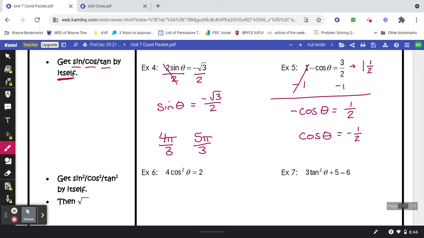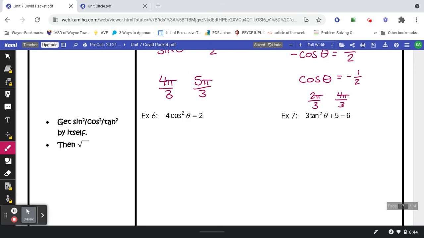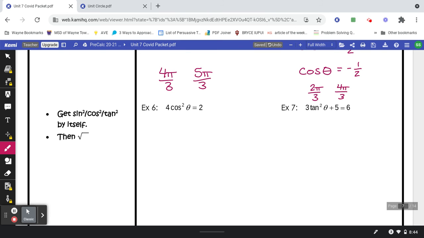You should have written down 2 pi over 3 and 4 pi over 3. All right, for example, 6 and 7, here we are introducing squares, so cosine squared and tangent squared in our equations. So your steps are off to the side. Get the sine squared, cosine squared, tangent squared by itself, and then make sure you square root it.